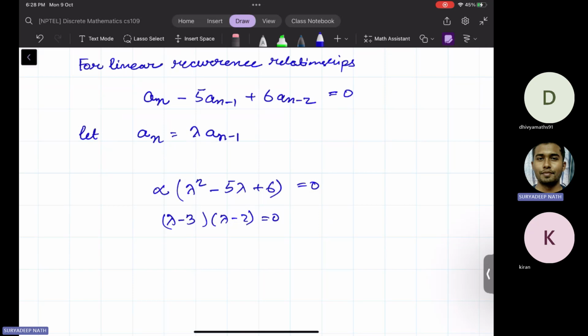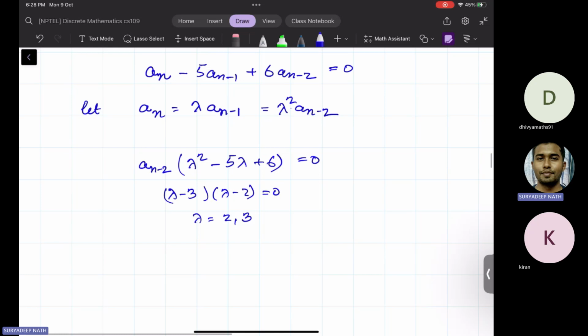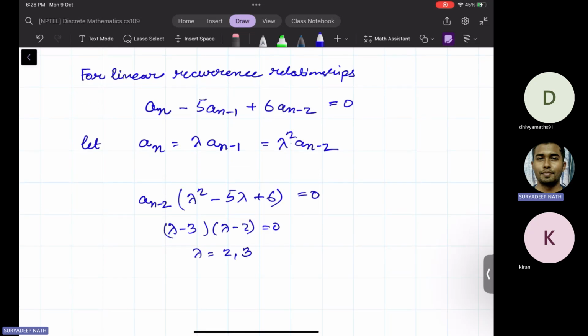Now, by this relationship, this is equal to lambda times lambda squared a_{n-2}. So what we pull out when we substitute a_{n-2}, we assume a_{n-2} is non-zero, and we remove a_{n-2} from both sides, so we get this. Lambda can be 2 or 3, two different values.